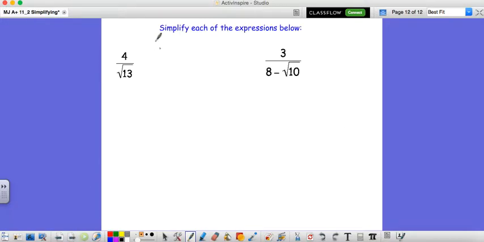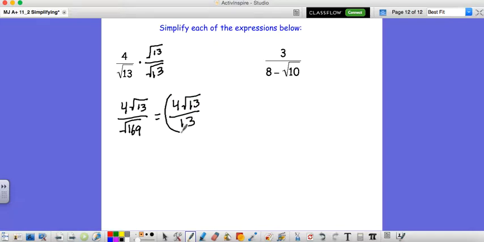So go ahead and try this one on your own. 4 divided by the square root of 13. Hopefully you remember from the last example, we're just going to multiply by the square root of 13 over the square root of 13. So on top we get 4 root 13. On bottom, 13 times 13 is 169. Actually, you really don't even need to put in this step, but I'm just showing it. 4 root 13 divided by 13 is our simplified version of 4 divided by the square root of 13.